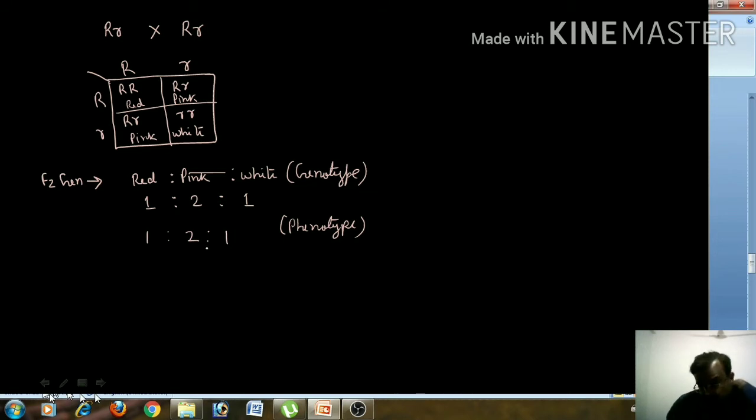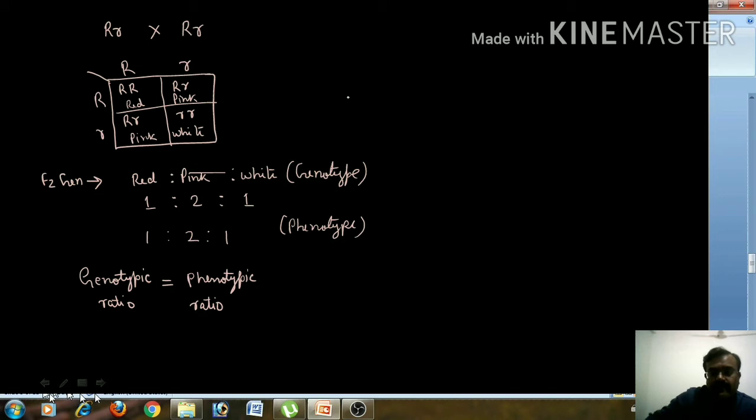So in case of incomplete dominance, genotypic ratio is equal to phenotypic ratio. Okay, I hope it is clear.